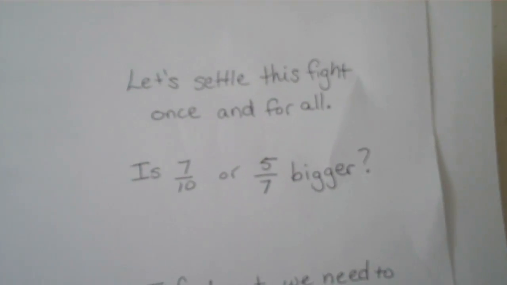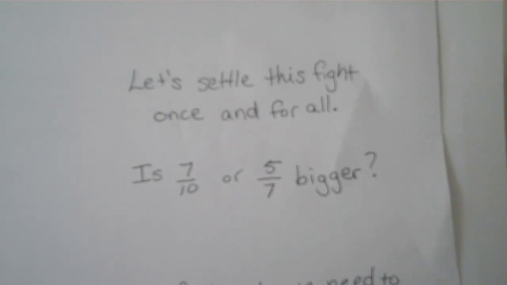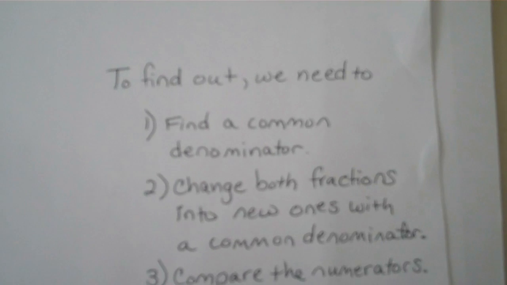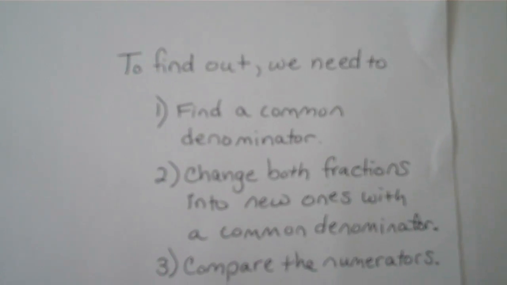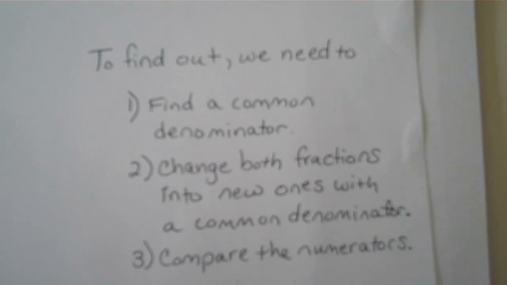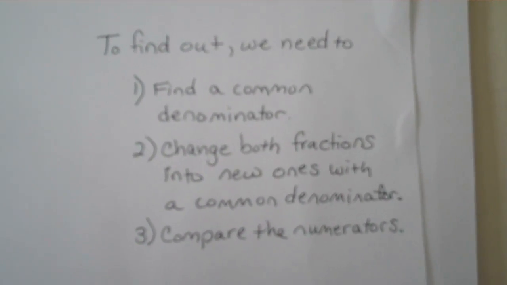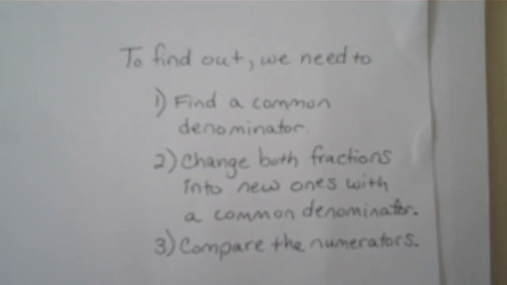Is 7/10 or 5/7 bigger? To find out, we need to 1. Find a common denominator, 2. Change both fractions into new ones with a common denominator, and 3. Just compare the numerators. So let me show you how that works.